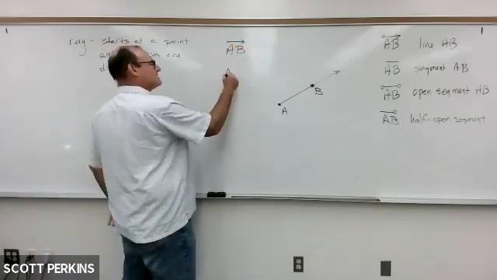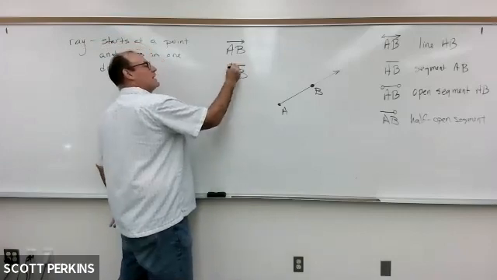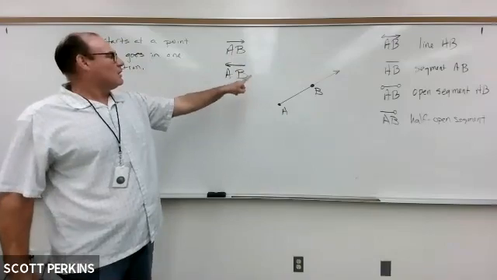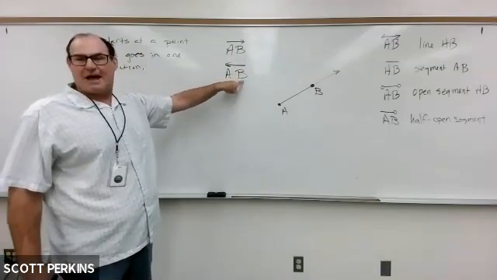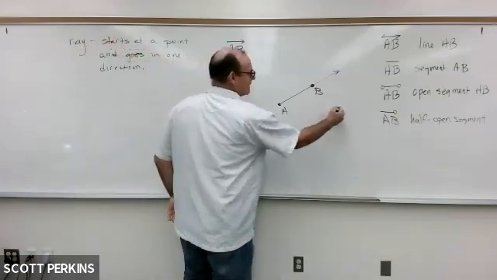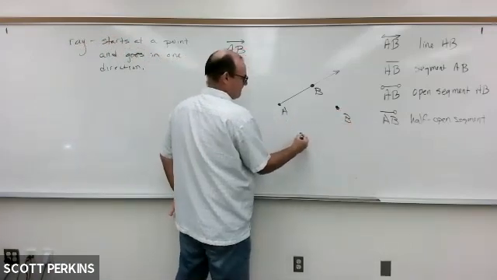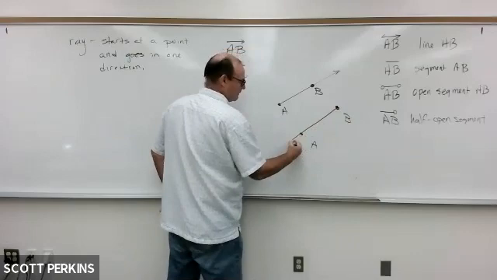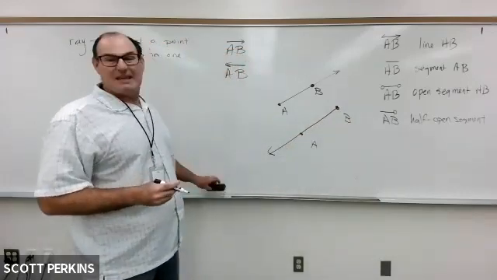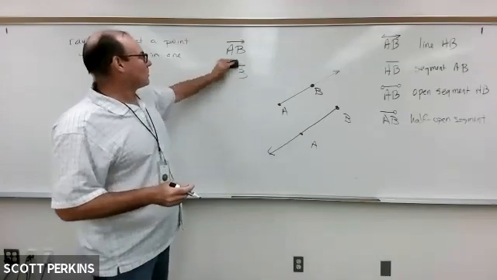If you wrote this, AB, but then you drew the arrow the other way, what you're communicating is not what that picture is. What you're communicating is the ray starts at B and then goes in the direction of A. So it would be something like that right there. It's the reverse. So just keep in mind, for rays, the order matters.